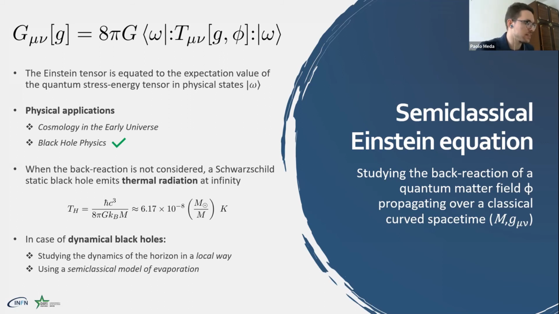And in the semi-classical picture, using the semi-classical Einstein equation, we want to study the evolution of the horizon, and hence the evolution of the mass of the black hole, using a semi-classical model of evaporation, which can furnish some nice results about the evolution of your horizon.